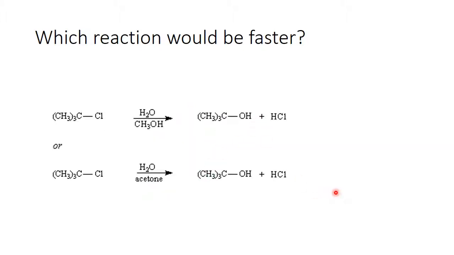Which one of these reactions would be faster? If I look at both of them, I can see it's a tertiary substrate. So the mechanism must be SN1. Since it's SN1, I'm going to need a polar protic solvent to make it fast. Acetone is polar aprotic, methanol is polar protic. The reaction will proceed faster in methanol than in acetone.